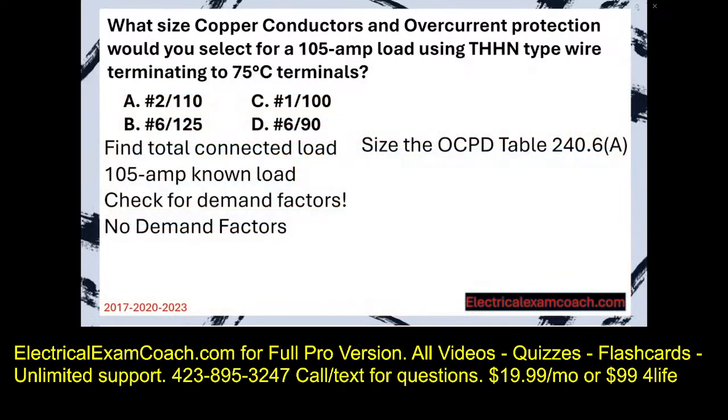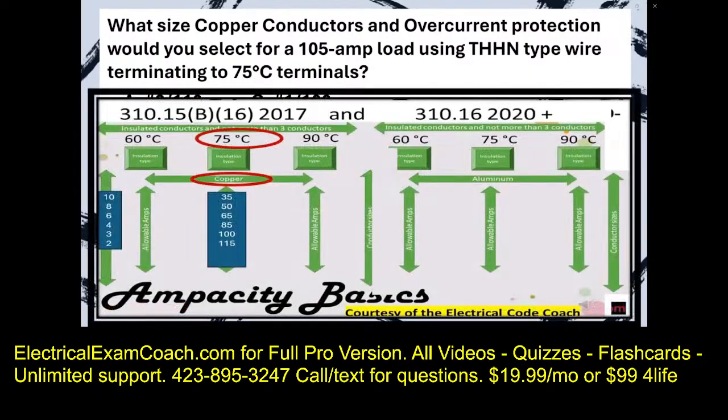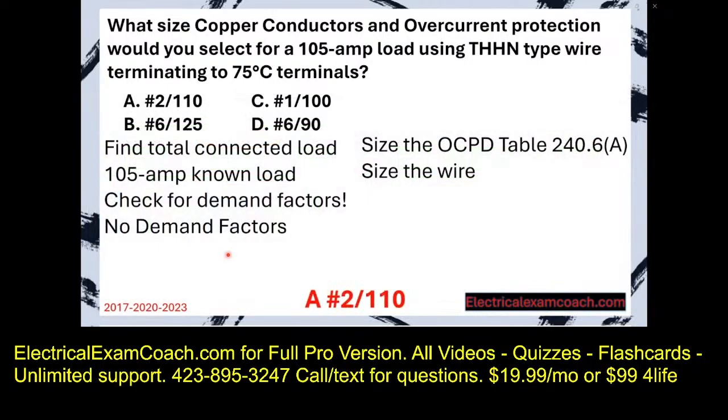Now, let's size the wire. For that, we head to our primary ampacity table. The known load's 105 amps. We're on the copper side of the table because that's what the question said. We're in the 75°C column, and we go down and find a wire that covers the known load, 105 amps, and we're going to end up with a number 2 wire on a 110 amp breaker. Great job.